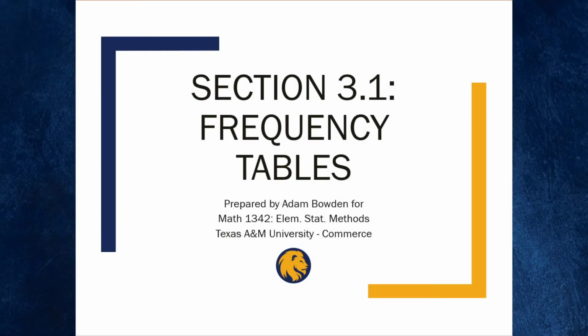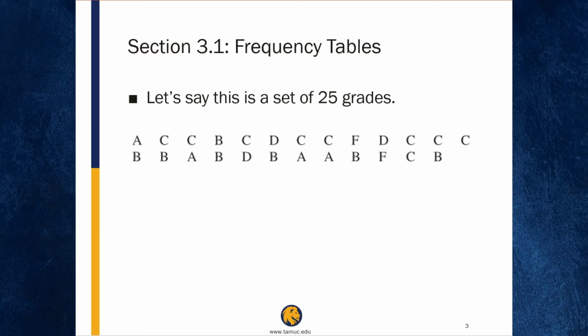In section 3.1, we're going to be talking about frequency tables. This is going to be our first step in organizing data so that we can begin to visualize it. So for instance, we can look over here at a set of unorganized data, just some grades ranging from F's to A's. But laid out like this, it's really hard to see any patterns or anything going on here.